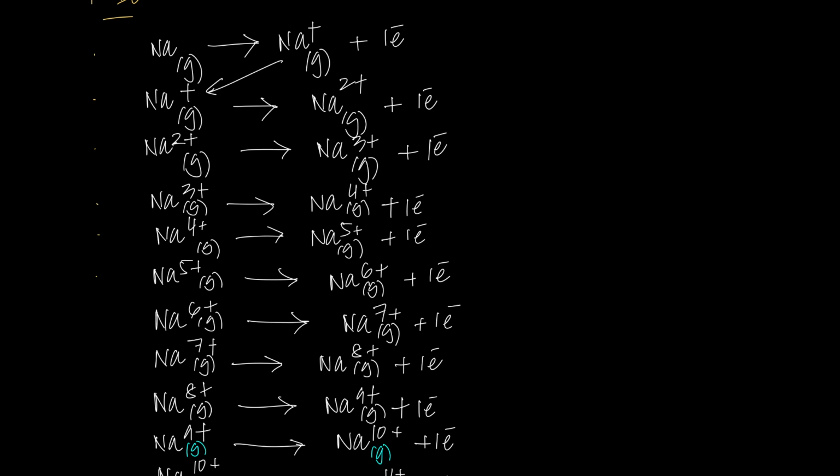Can we be asked to write the whole ionization energy in one equation? No, Sidra. If you're saying go from this to this in one equation, no, you need 11 equations, because ionization energy is defined as the removal of 1 mole of electrons from 1 mole of gaseous atoms or gaseous ions to form 1 mole of gaseous positive ions. But the first ionization energy is defined as the removal of 1 mole of electrons from 1 mole of gaseous atoms to form 1 mole of positive ions.